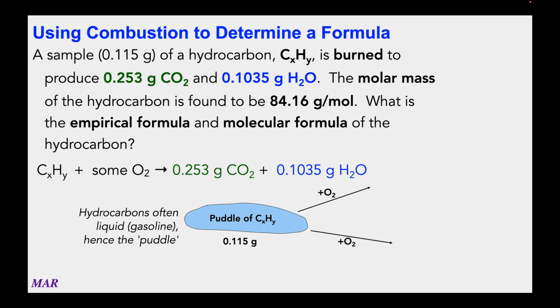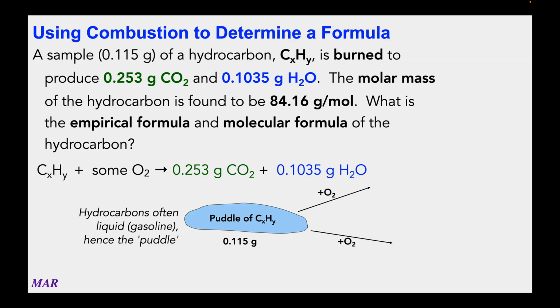Hydrocarbons are often liquid, at least some of them are anyway. As an example of this, if you drive a gas-powered car, the gasoline is usually octane. Octane is a liquid, as you know, if you've ever filled up your car. It's usually a puddle of liquid. Now, not all of these are liquids, but a lot of them are. So in this case, we're taking 0.115 grams of some random hydrocarbon. I'm going to call the hydrocarbon CxHy. That tells you that your hydrocarbon has only carbon and hydrogen in it, and our goal here is to find out what x and y are.